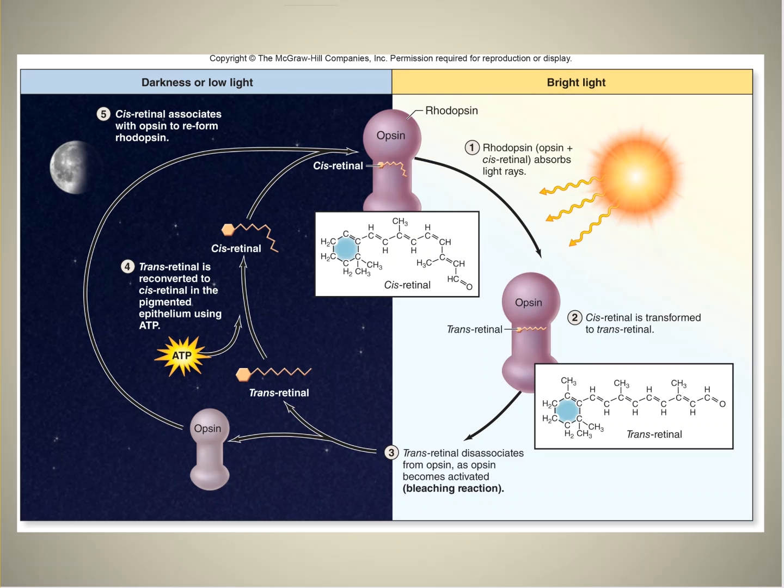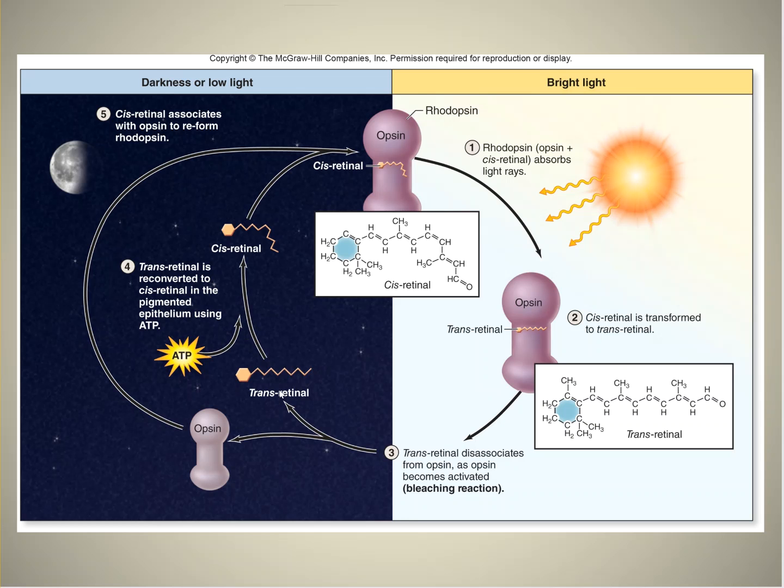This slide, slide 61, shows the actual shape of the cis-retinal versus the trans-retinal. So one rhodopsin, cis-retinal absorbs a light ray. Cis-retinal is converted to trans-retinal. The trans-retinal separates from opsin. Opsin becomes activated. It's the bleaching reaction. So the trans-retinal leaves. The opsin then activates an enzyme that breaks down cyclic GMP. Cyclic GMP keeps sodium ion channels open in the dark.